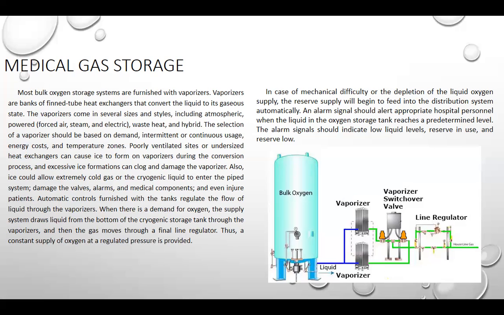So, in case of mechanical difficulty or the depletion of the liquid oxygen supply, the reserve supply will begin to feed into the distribution system automatically. An alarm signal should alert appropriate hospital personnel when the liquid in the oxygen storage tank reaches a predetermined level. The alarm signal should indicate low liquid level, reserve in use, and reserve low.